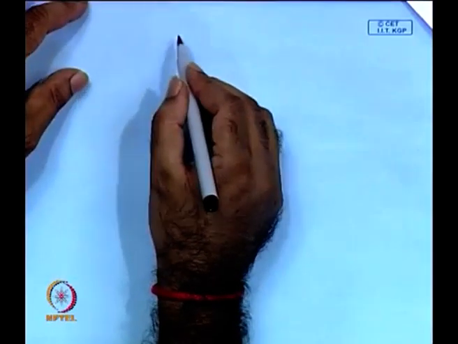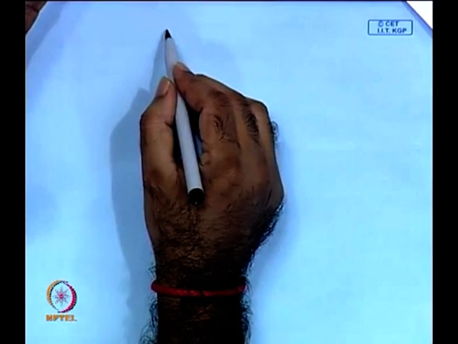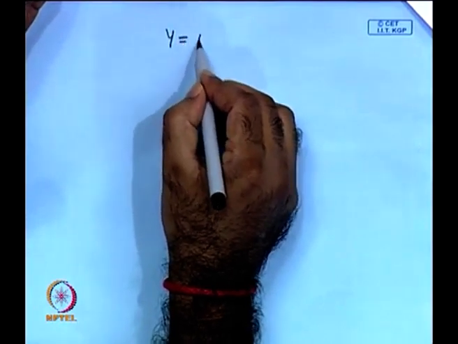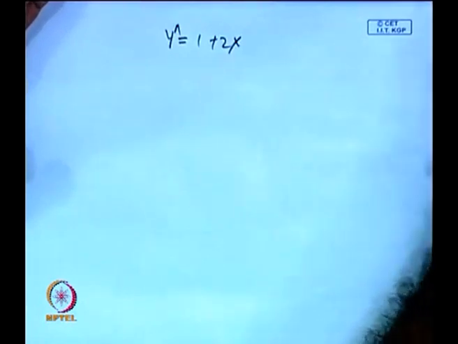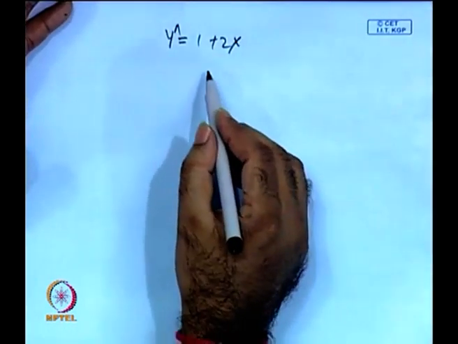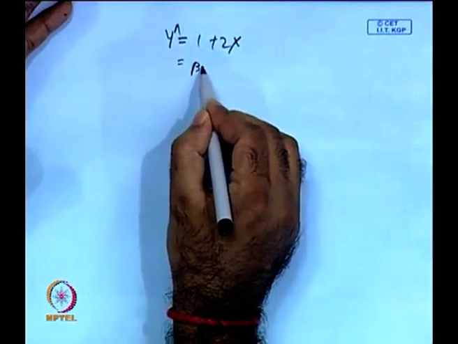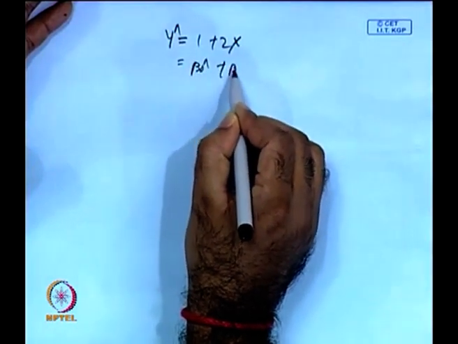Now you would like to know the other part of the story, that is the overall fitness of the model. Once you have estimated the model, y hat equals 1 plus 2x, which we have just received, that is nothing but beta 0 hat plus beta 1 hat x.